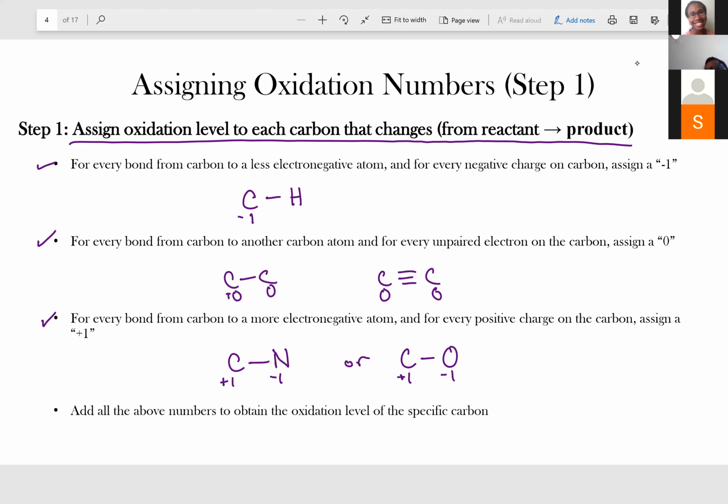Once we've done those first three things, we just add up all the above numbers to obtain the oxidation level of that specific carbon. So let's say we had this carbon-carbon bond, and we also had a hydrogen attached to it. If we focus on this center carbon, the bond that it has to another carbon counts for 0. This bond that it has to this nitrogen counts for +1. It has a bond to a hydrogen, which accounts for a -1, and then another bond to a hydrogen, which accounts for another -1. And so we would just add all of that up to get the oxidation level of that specific carbon.